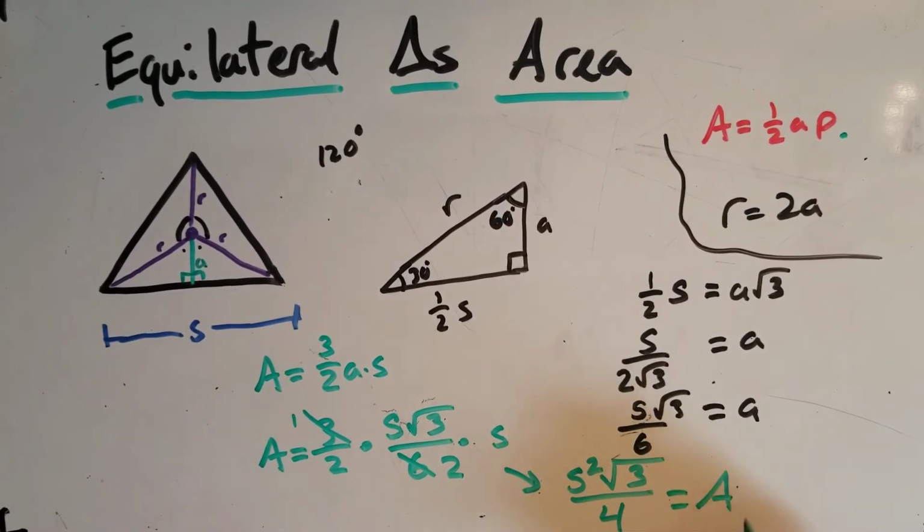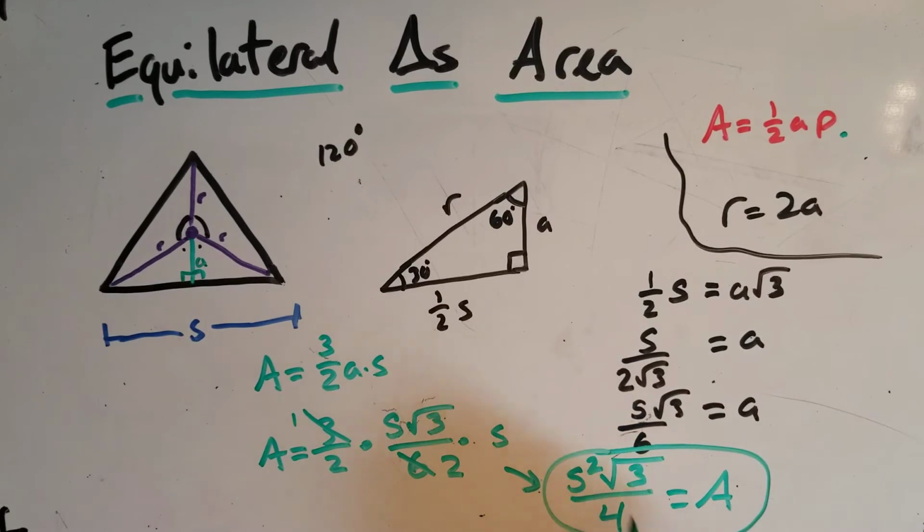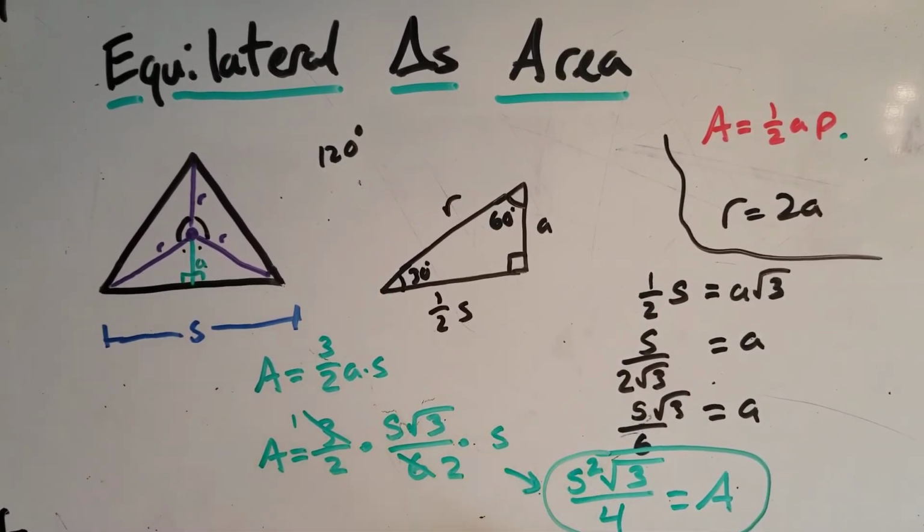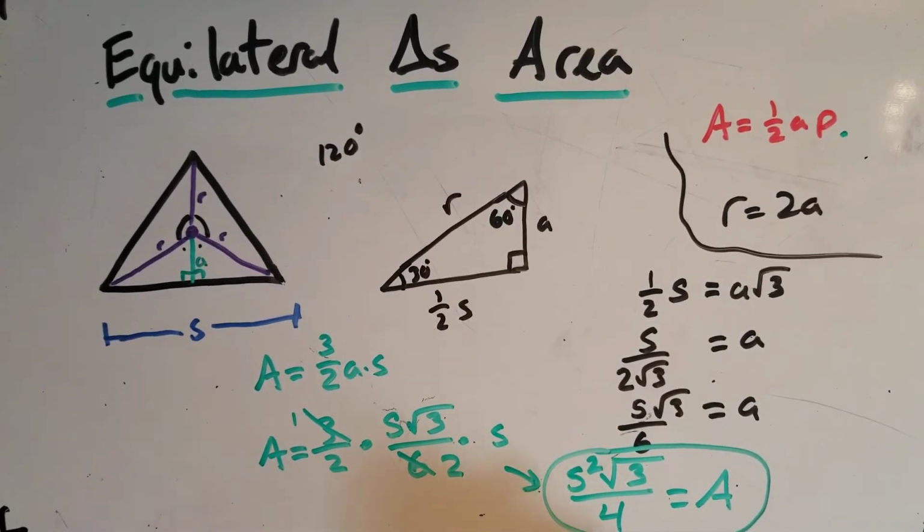And this right here is a special formula to find the area of an equilateral triangle. It has to be an equilateral triangle, if you know just the side. So if you know the side length, you square it, multiply by square root of 3, divide by 4. That'll give you the area of the triangle. It's a special formula for equilateral triangles, and we just derived it.